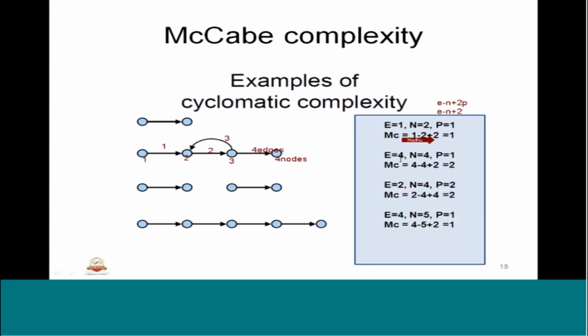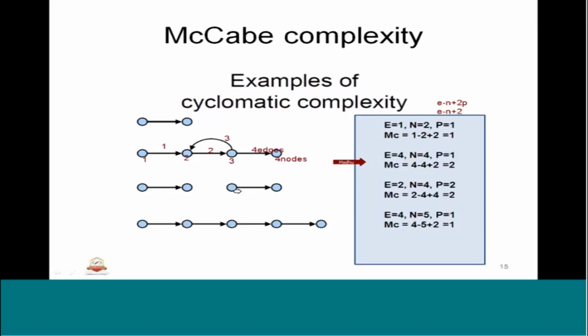So what will be our McCabe complexity for this? E minus N plus 2. Here 4 minus 4, because 4 edges, 4 nodes, plus 2. It will become 2. So the complexity of this program is 2.